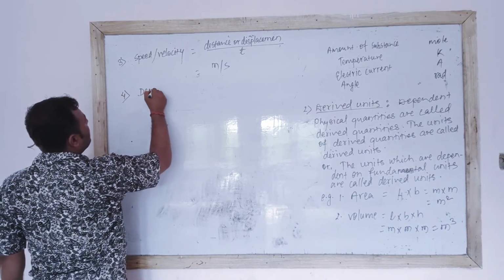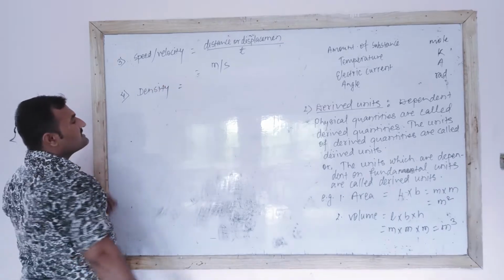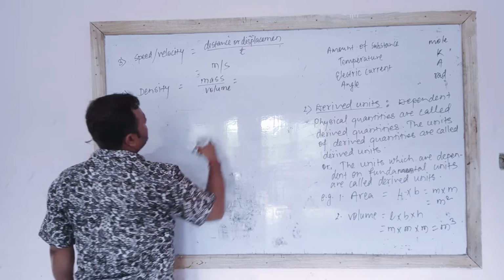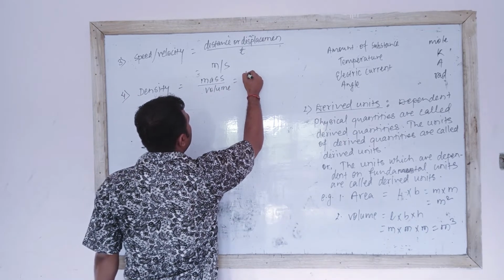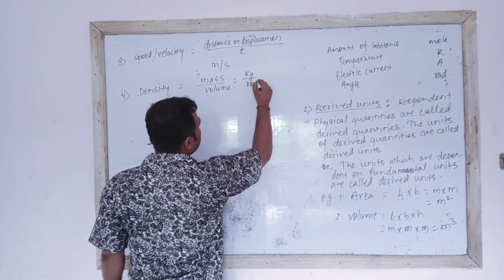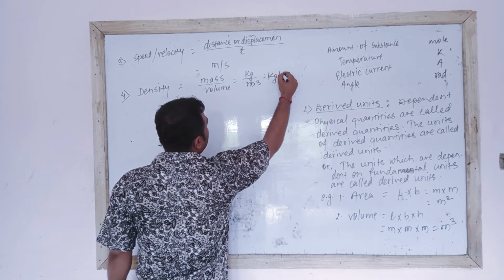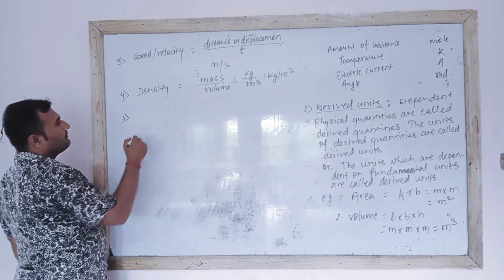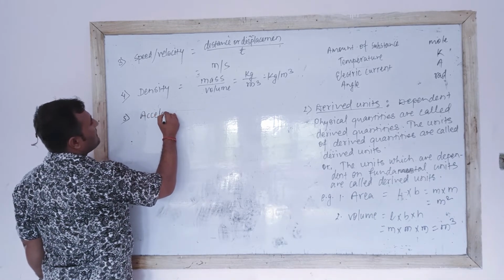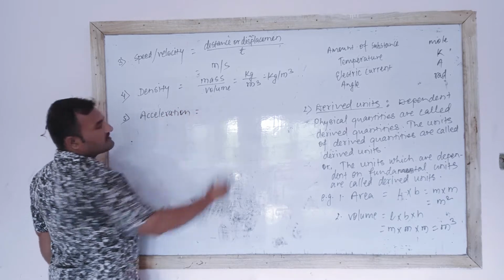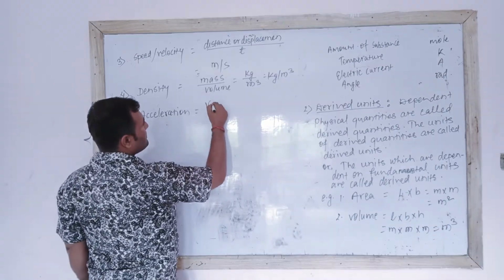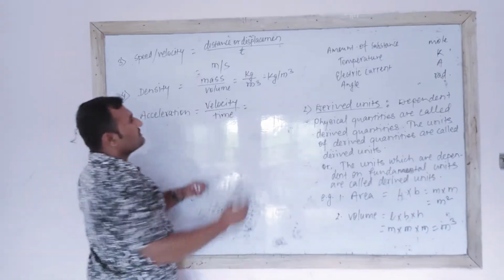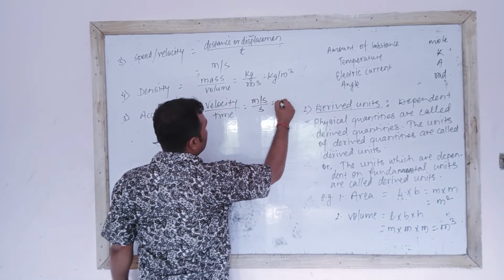Fourth number, density. Density is measured by mass by volume. The unit of mass is kilogram, and the unit of volume we already described as cubic meter. Therefore, kilogram per cubic meter is the unit of density. Five number, acceleration. Acceleration can be calculated by rate of change in velocity, that is velocity divided by time. Meter per second divided by second equals meter per second square.